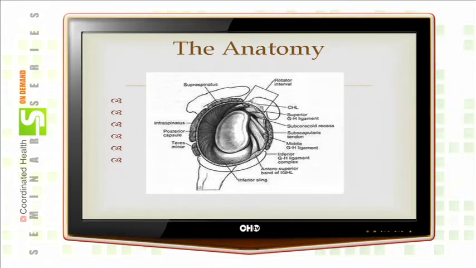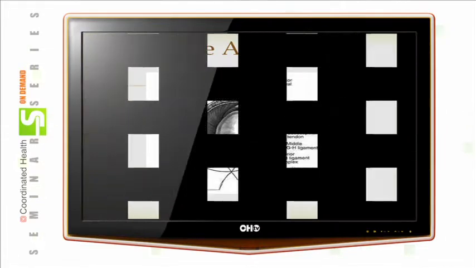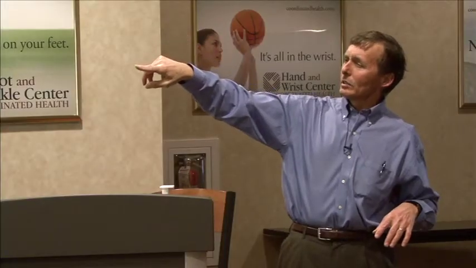If you look at this picture of the shoulder with the humeral head out, the rotator cuff is the outer layer, and the inner layer are the ligaments, the glenohumeral ligaments. I don't have a pointer, but you can see them. And the labrum, which gives the shoulder its depth, its socket, and gives the shoulder its stability.